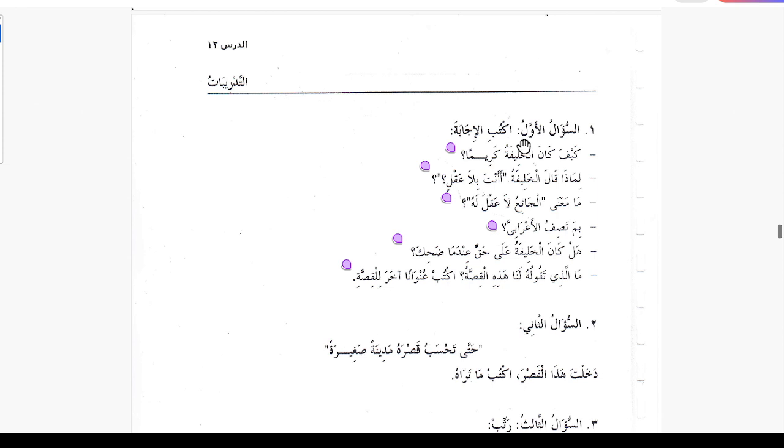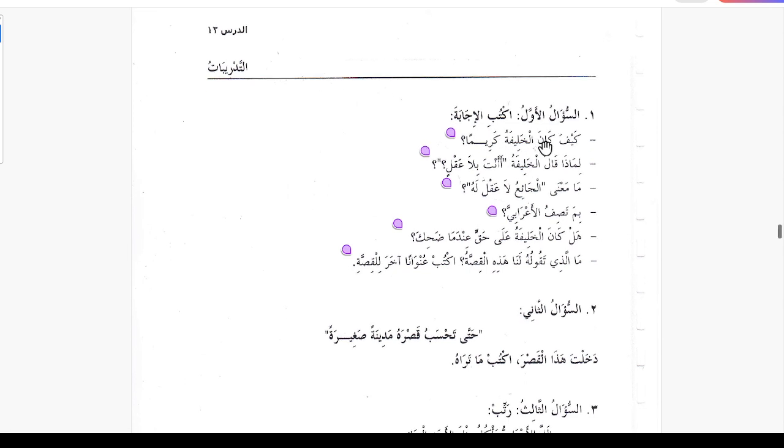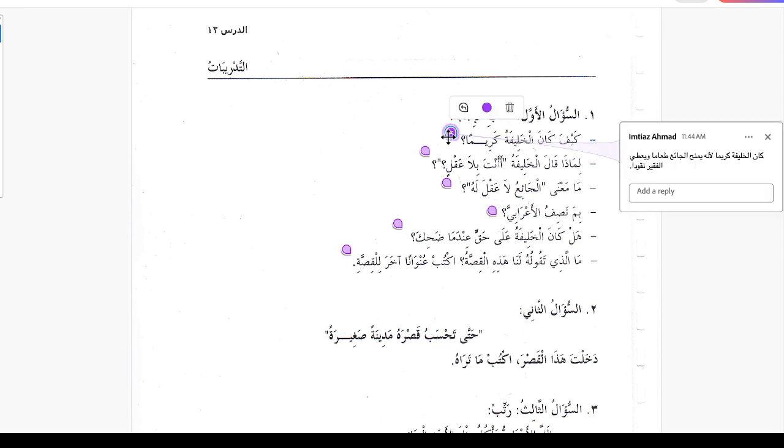At-tadribat, aswalul awwal, the first question, uktub al-ijaba, write the answers. So it's from the main lesson. Kaifa kana al-khalifatu kariman, how the caliph was noble. We know the caliph was a noble person. Kana al-khalifatu kariman liannahu yamnahu al-jayya ta'aman wa yuti al-fakira nakudan, because he was noble, because he used to give hungry person food and he used to give poor person money.